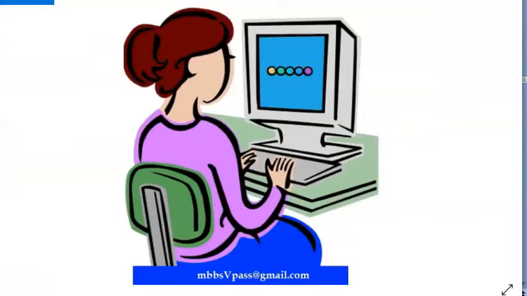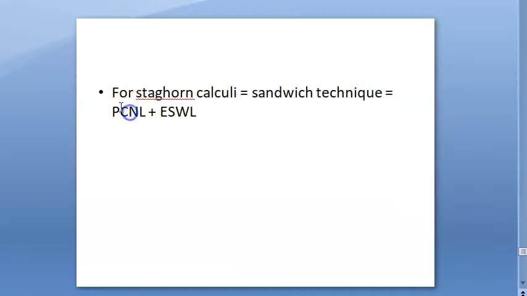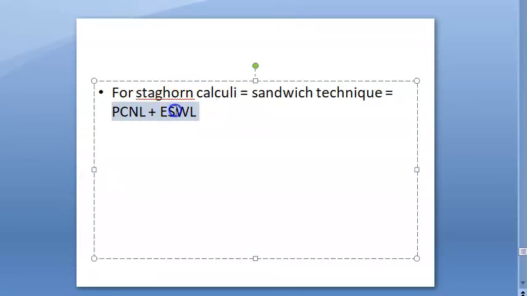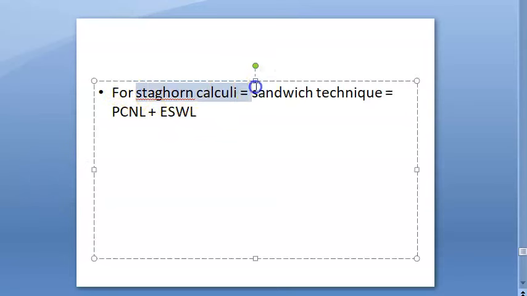These stones are so large that when you treat them, you'll have to do all types of procedures called the sandwich procedure. You'll have to do percutaneous nephrolithotomy, and along with that, you will have to do extracorporeal shockwave therapy. Look at this. PCNL plus ESWL, that is percutaneous nephrolithotomy with extracorporeal shockwave lithotripsy. Both are done, a sandwich technique for staghorn calculi, right? These are very big stones.